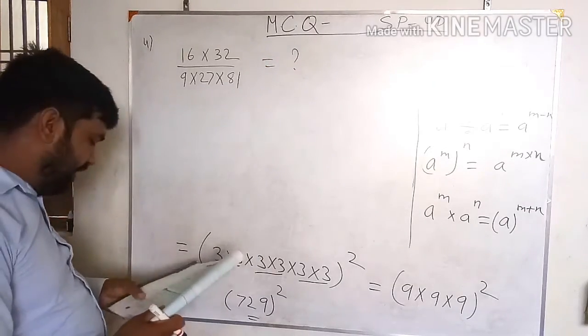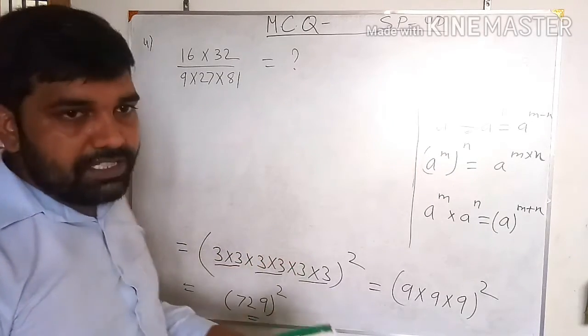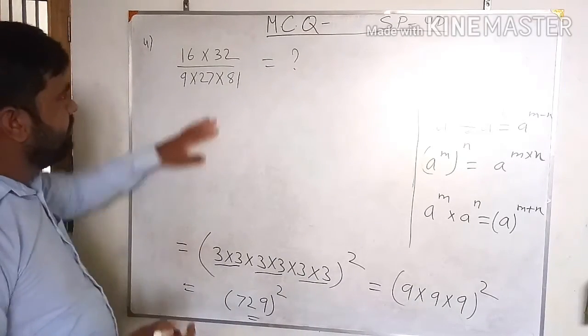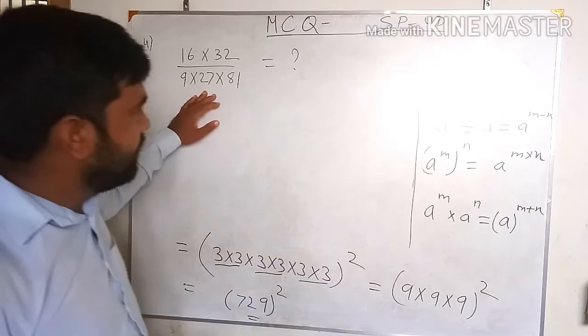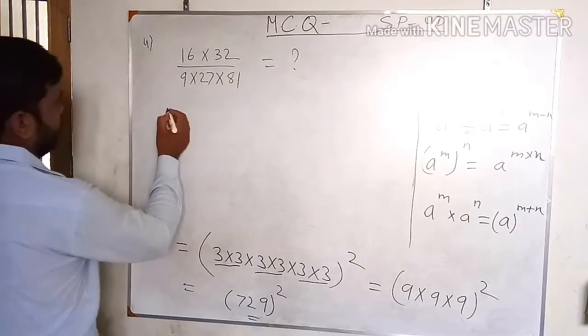So options are given here in this question: 2 by 3 whole to the power something. So in the options, the base is 2 by 3. It means we have to find these answers in the form of the base 2 by 3. The answer should be in the exponential form, whose base is 2 by 3. So see how we do this.